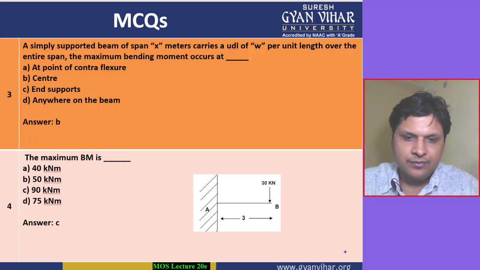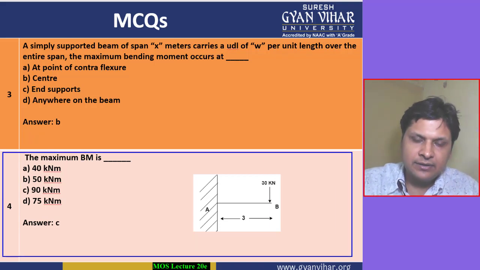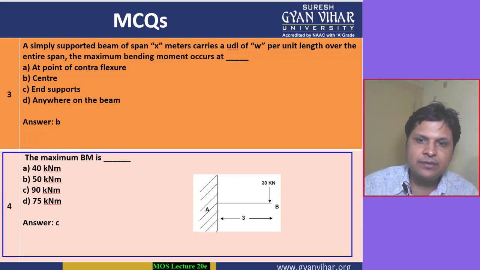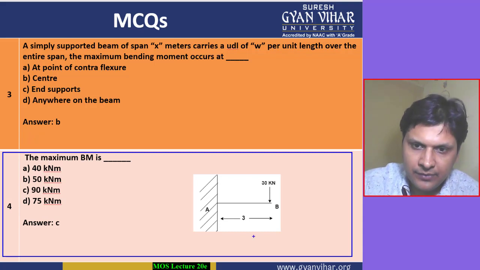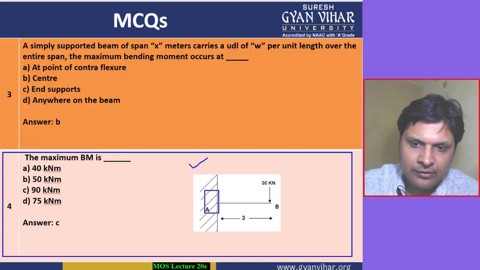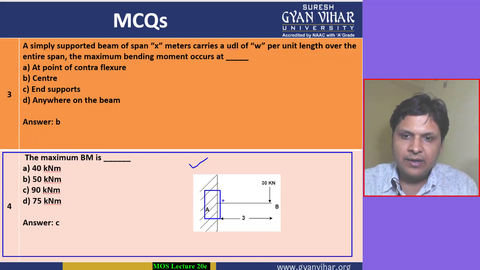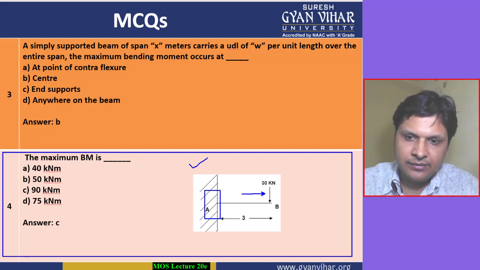What is the question saying? First of all, let's read. The question is saying that this is the diagram in which we have to find the value of maximum bending moment. So we all know that maximum bending moment in a cantilever is obtained at point A.